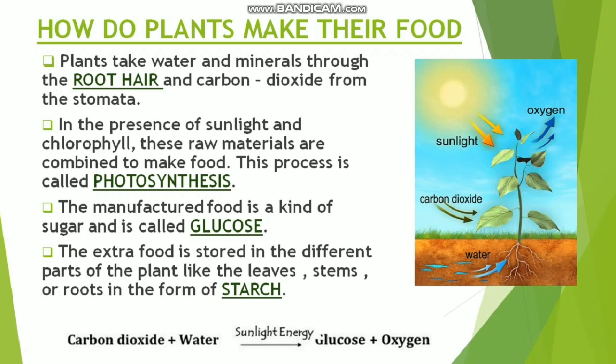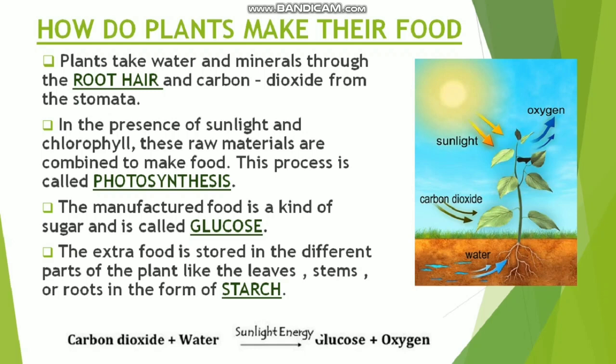The extra food is stored in different parts of the plant like the leaves, stem or roots in the form of starch. Now in our homes also, when food is left, it is kept in the refrigerator. So like that only in the plants, if the food is left, it is stored in the form of starch and it is stored in different parts of the plant like stem, roots and leaves.